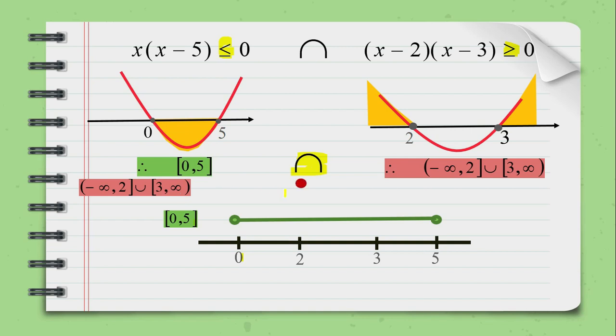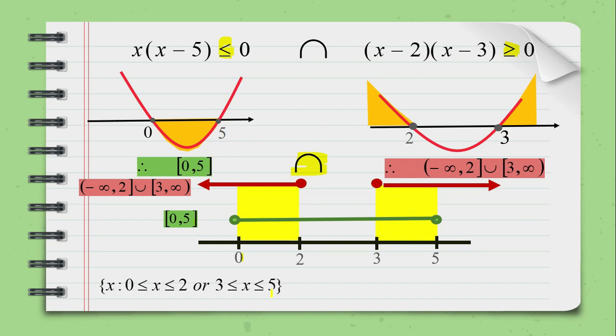Because 2 is closed, you put a full circle or dense circle here, and the arrow goes to the left. For the value 3, also a dense circle, and draw a straight line to the right hand side. So now you want to do the intersection between the two intervals, the green and the red line here. So this is the intersection part.